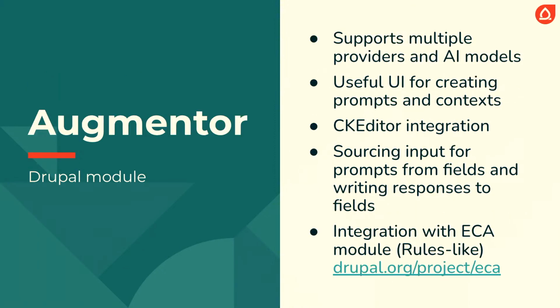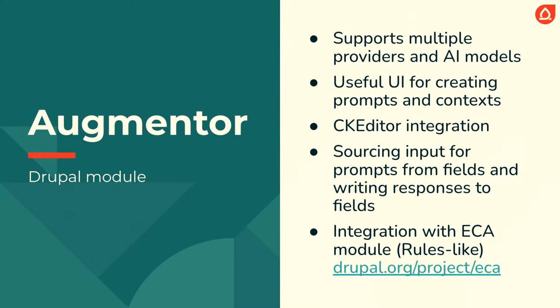Augmentor supports multiple providers, which is a new thing. I mean, all of us are probably using OpenAI; this has a few more services available. It has a useful UI for creating prompts and contexts, so you don't have to put those things in code. It already has a CKEditor integration, meaning that when you write, you can just click, write me a paragraph of this and this. And it can also use node fields as the input or prompt to generate something on another field, an example of which I'm going to show you.